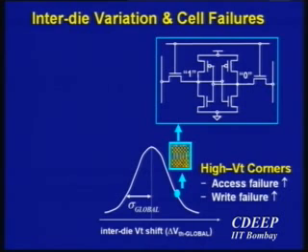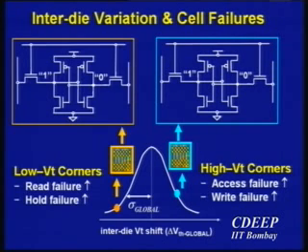So anyway, the bottom line is that if I look at inter-die VT variation, on the right side I have high VT corners, I have failures due to write and access. On the other side, but remember this is inter-die, this is not intra-die that I'm looking at. On top of that, I'm going to have variations, which is RDF and so on. And if I really look at the other side, basically it's going to be the read failures and the hold failures. They do not go hand in hand, unfortunately.